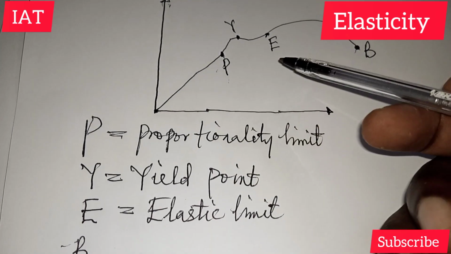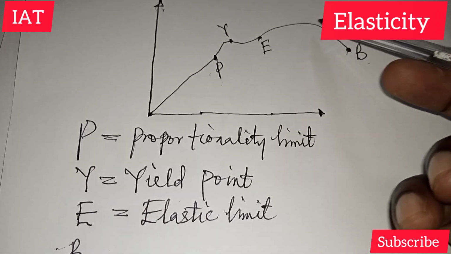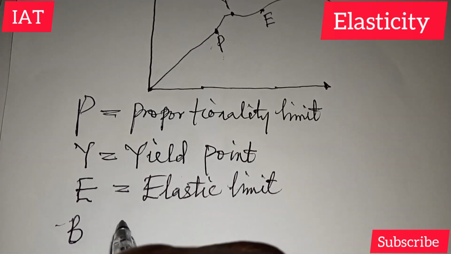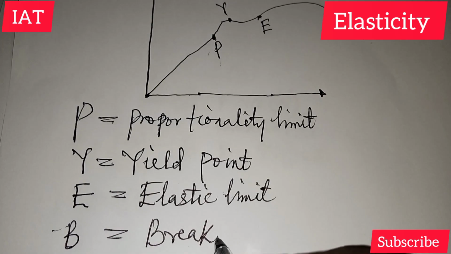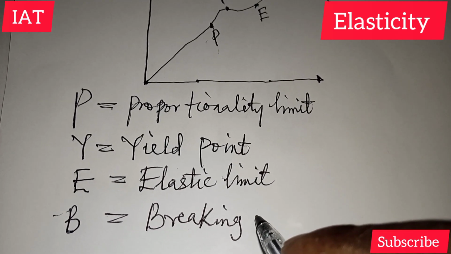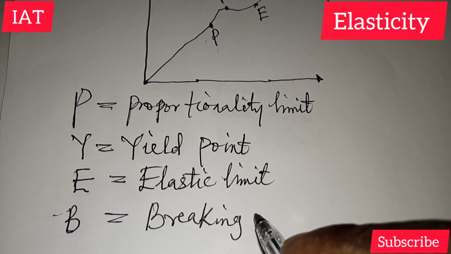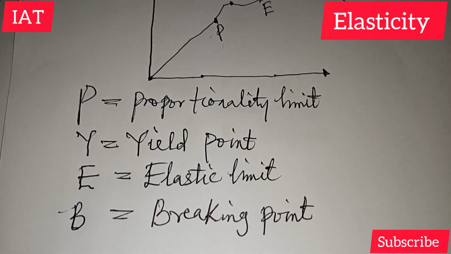I think from this point Y to point B, the material becomes plastic at that point. So B here is the breaking point, or the point called the rupture. When the material breaks, if you drag the rubber band to the point where it has lost its elasticity, what happens to it? It will cut. That is the breaking point.